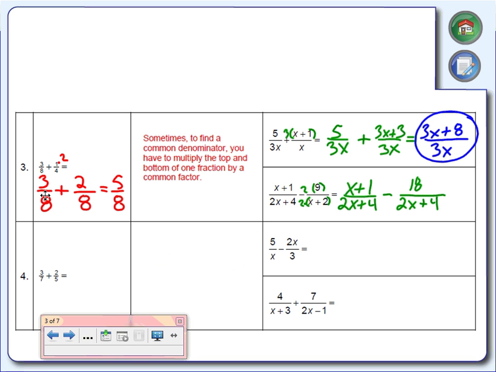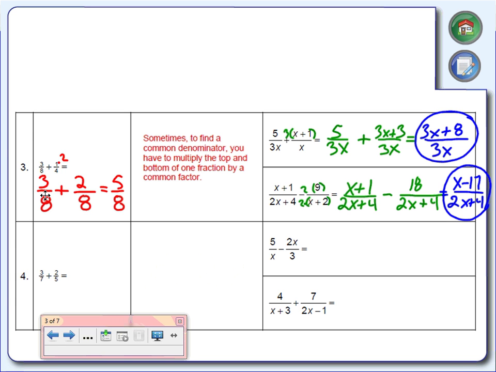Now I have a common denominator. Now I'm ready to go ahead and subtract. Remember, we are subtracting here. So I've got x plus 1 minus 18. Anybody know what x plus 1 minus 18 is? X minus 17. All we did was subtract the 1 minus 18. Of course, the denominator is going to remain 2x plus 4. So there we have x minus 17 over 2x plus 4. And again, like I said, I'll give you some more instructions on how exactly you find that common number.